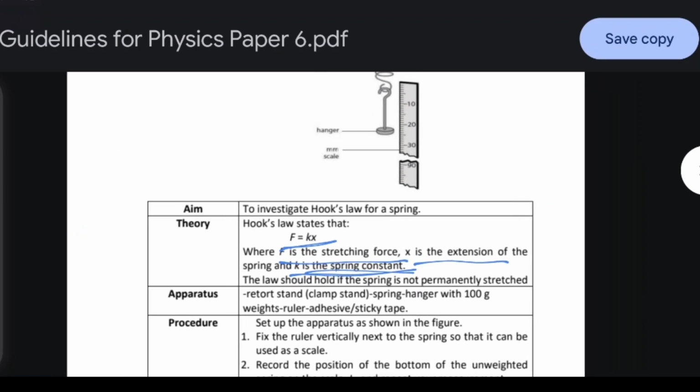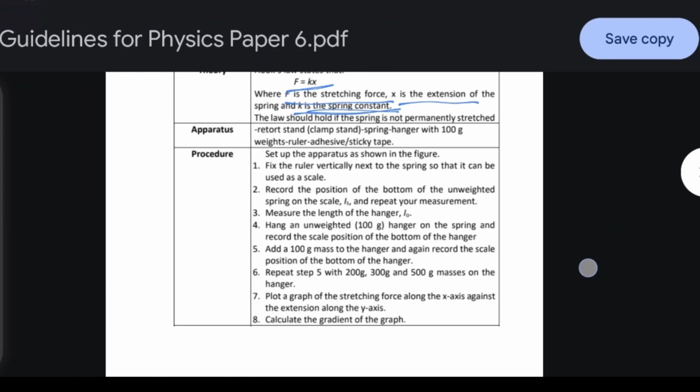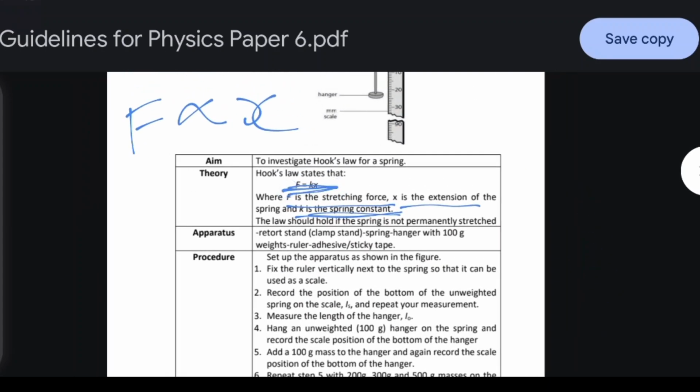I like to remember this. F is directly proportional to the extension. The force is directly proportional to the extension. So that's how we get this formula, F is equal to Kx.